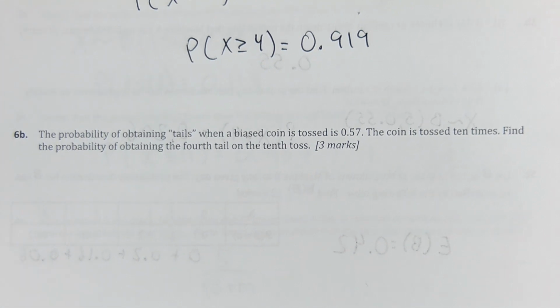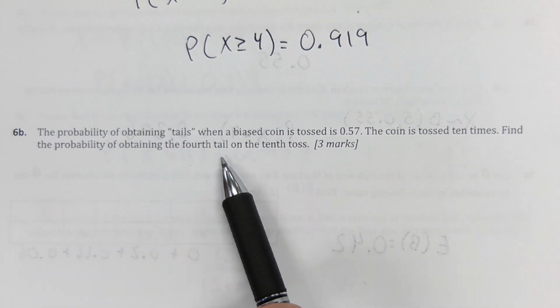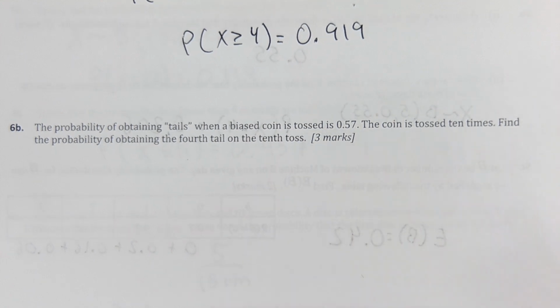This next question is really interesting. It's not so much a binomial distribution style question. It's more like common sense. It's not really common sense, but just thinking your way through it. It's only worth 3 marks, so it's not a lot of work. It's just the thought process. It says the probability of obtaining tails when a biased coin is tossed is 0.57, so we repeat that statement. The coin is tossed 10 times. Find the probability of getting the 4th tail on the 10th toss.